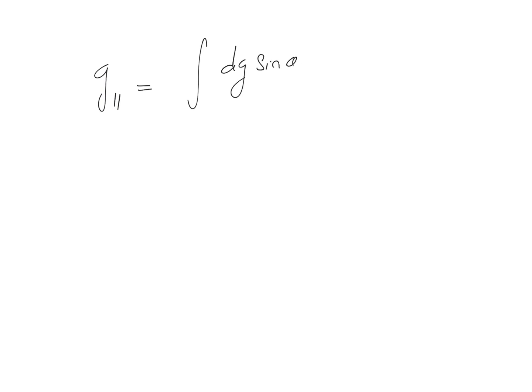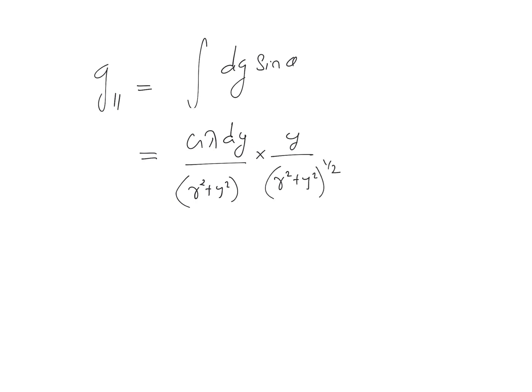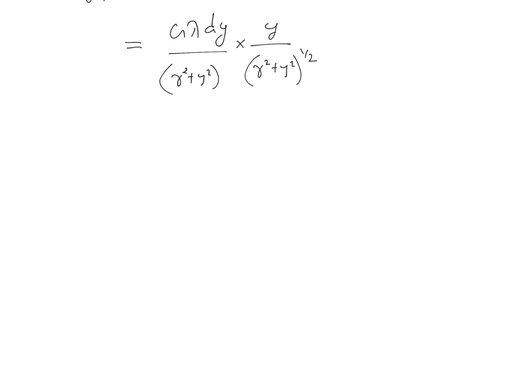So integration of dg sine theta within the specified limit, we can write this as G lambda into dy, same as in the previous case, divided by r square plus y square, and the value of sine theta can be written as opposite side y divided by under root of r square plus y square. So we can write this as G lambda into dy divided by y into r square plus y square raised to 3 by 2, 1 plus 1 by 2.